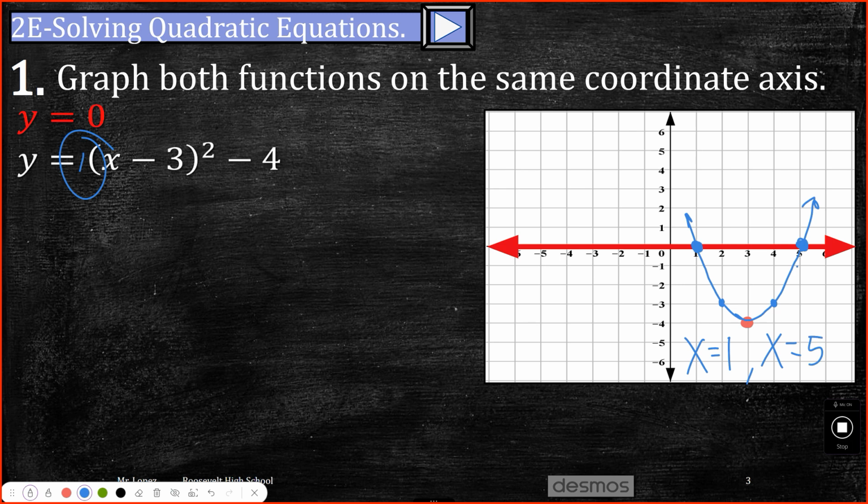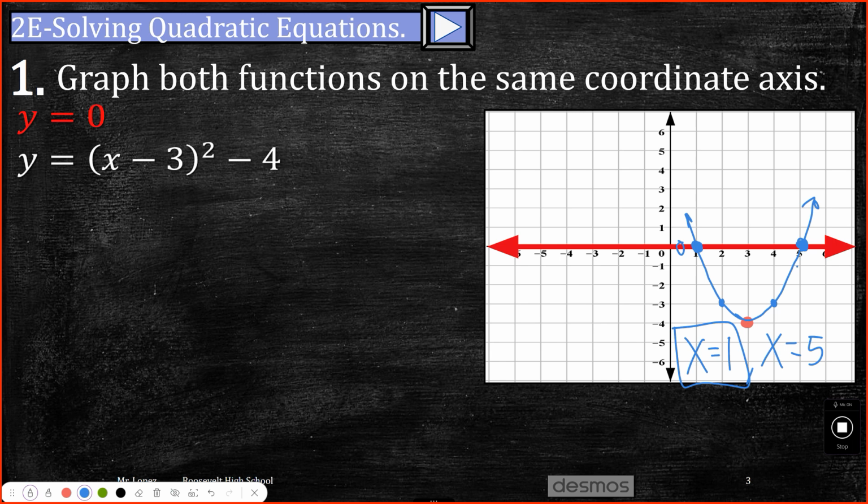Now, you can verify this solution if you really wanted to. How do we verify that it's true? Just plug it in. If you plug in x equal to 1, you better get a y that is 0. That's why they call them the zeros of the function.